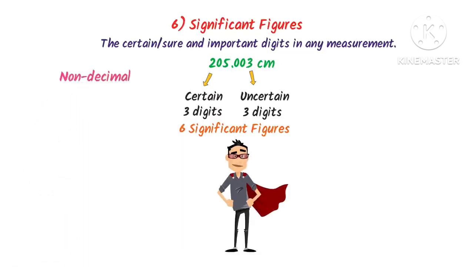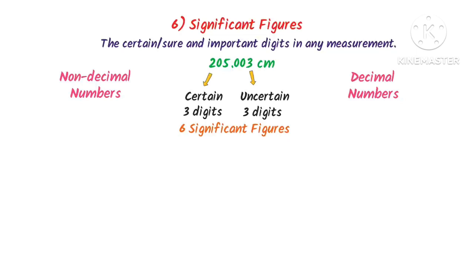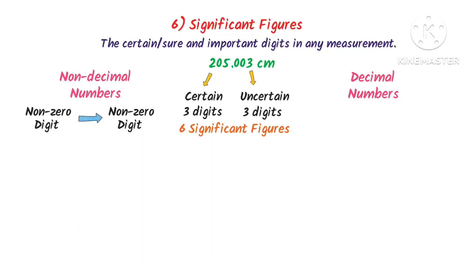I write non-decimal numbers and decimal numbers. In case of non-decimal numbers, go from the first non-zero digit to the last non-zero digit. For example, consider this number. Here, the first non-zero digit is 1 and the last non-zero digit is 2. So I go from this 1 to this 2. Now I count the total digits in this number. There are 6 digits in this number, so there are 6 significant figures.